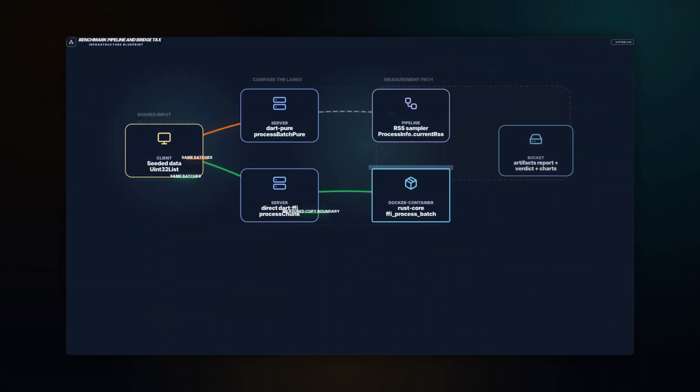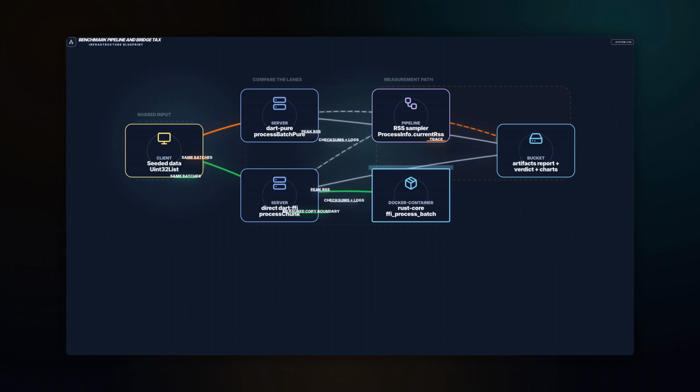The setup uses one seeded uint32 list workload, 2 dataset sizes, 40 rounds, and the same checksum path in both lanes. Pure Dart mutates the buffer in process. The Rust lane copies each batch into native memory, Rust transforms it, and Dart copies it back while a sampler watches peak RSS.